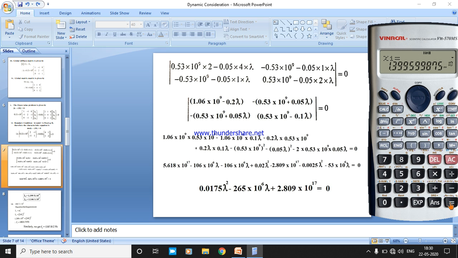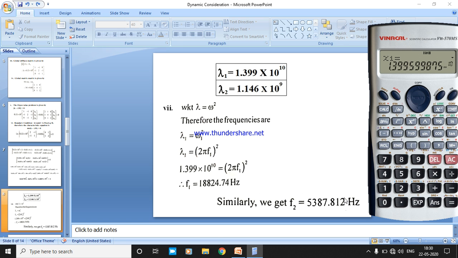So I got the X1 value. X1 is 1.399 into 10 raised to 10, and the X2 value, when I go to engineering form, is 1.146 into 10 raised to 9. So this is 3, this is 3, this is 3, so total 9. So I got lambda 1 and lambda 2. So now I got the eigenvalues. Now how to solve for the frequencies of the bar using the eigenvalues?